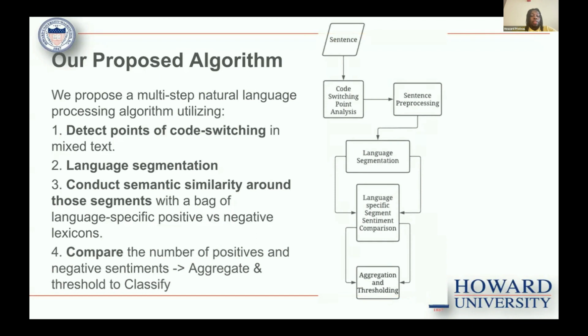We would compare the numbers of positive and negative sentiments, aggregate, and threshold to classify. And to the right is our proposed algorithm and data flow model.